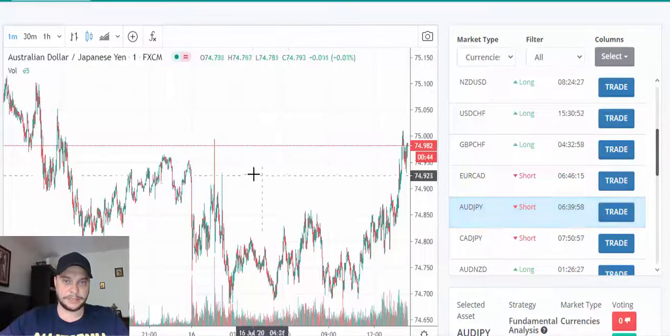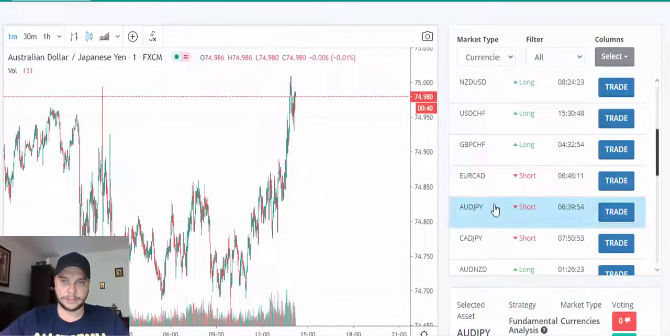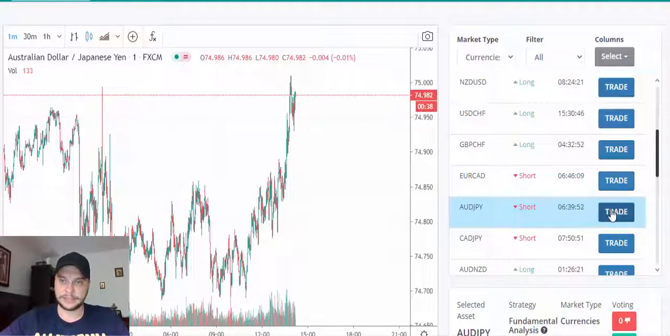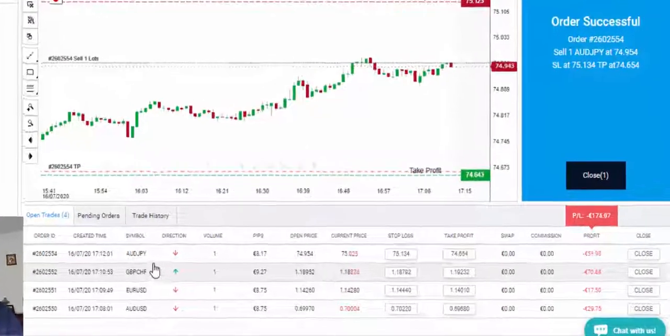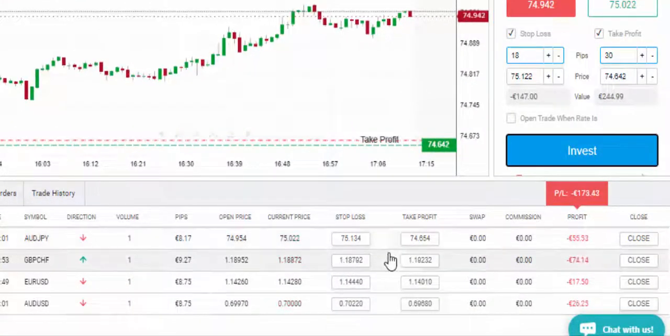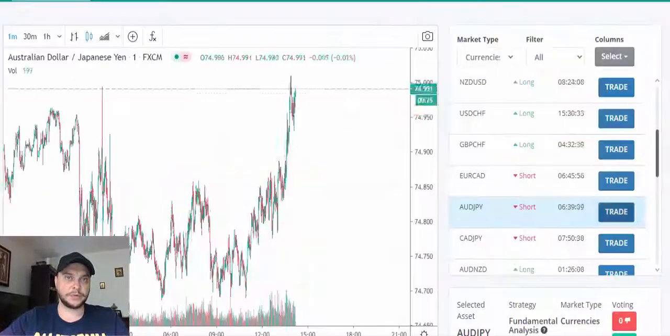Australian dollar, Japanese yen. It is a sell, a short sell. Let's click on this one. All right, so order successful. Australian dollar, Japanese yen, it is a sell and everything is set. We have 4 trades. Let's find another one.